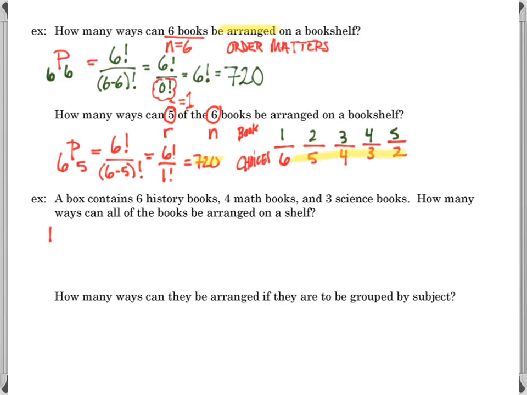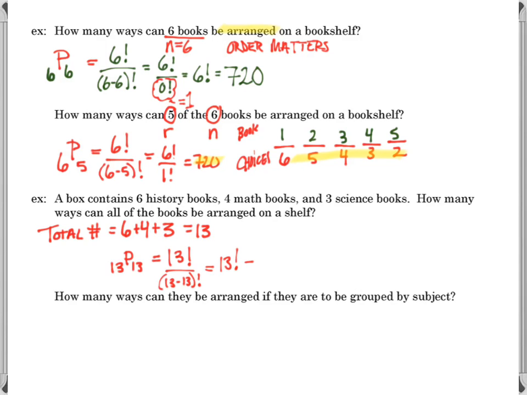On our next piece here, we have 6 history books, 4 math, and 3 science. How many ways can the books be arranged on a shelf? Again, be a little bit careful about how this would work. There are 13 books, and I want to pick 13 of them. I just select from there. 13 factorial is around 6 billion. So there's a lot of ways it could work.